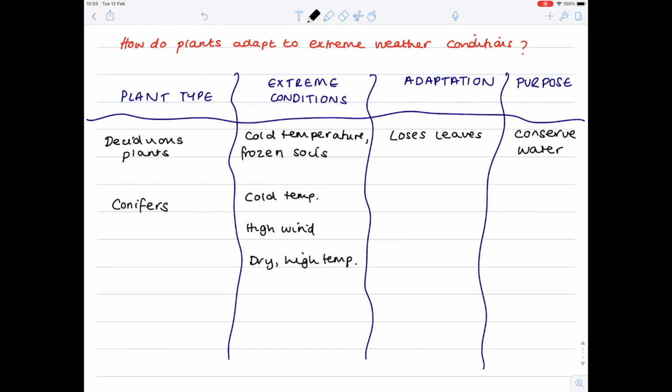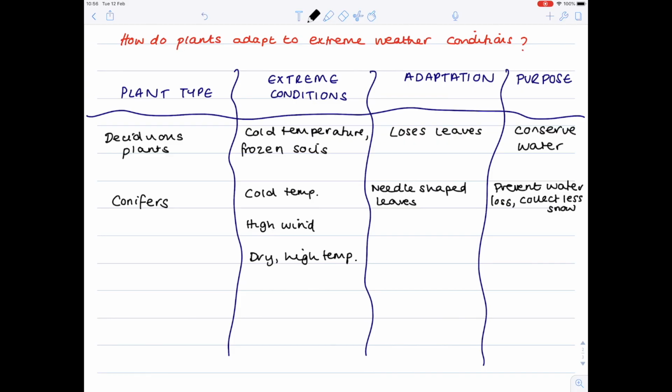So how do the conifers which exist in environments which are extremely cold survive? Well, they have needle-shaped leaves, and this helps them to prevent water loss. If you think about it, somewhere it's really cold, it's likely to snow a lot, and plants really don't want snow settling on their leaves. So having needle-shaped leaves will help with this.